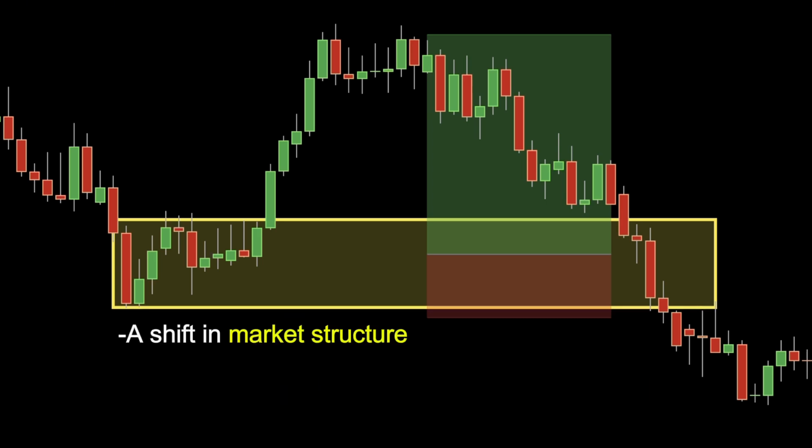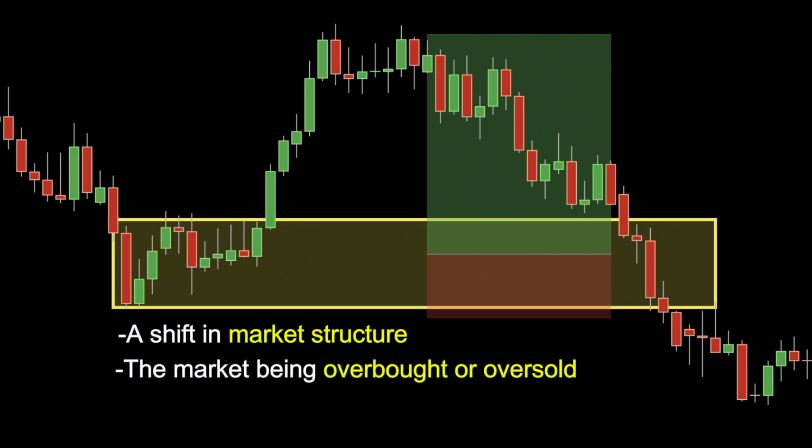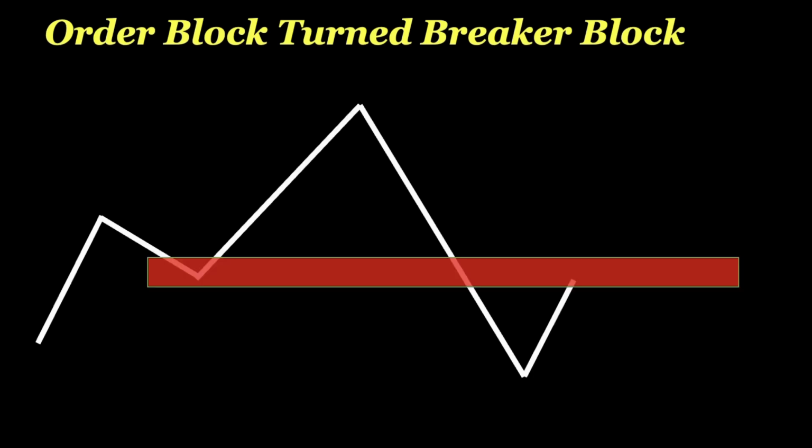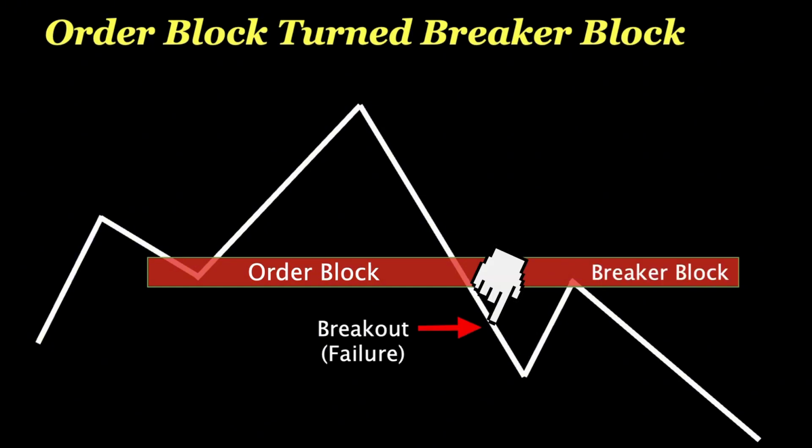A shift in market structure. The market being overbought or oversold. The release of major economic news or other fundamental factors. When an order block fails, it essentially means that the level didn't hold, and the market broke through it. But here's the important part. When an order block breaks, it often transforms into a breaker block.